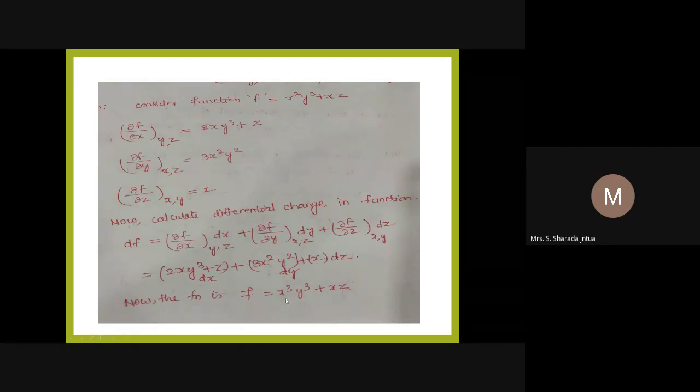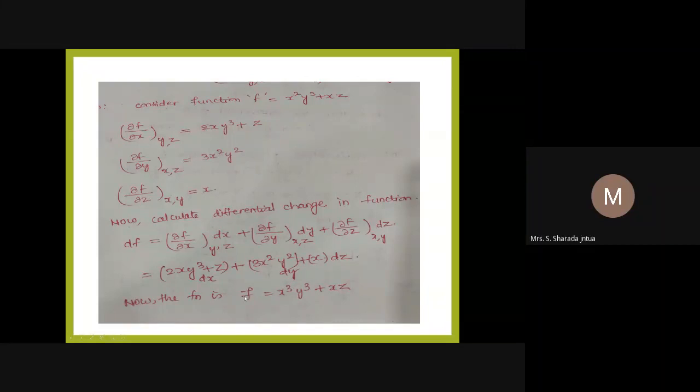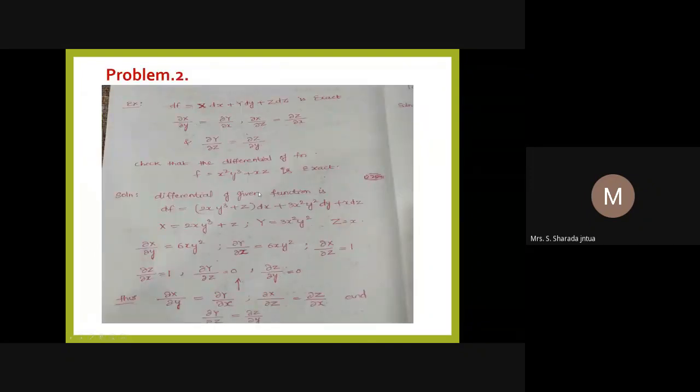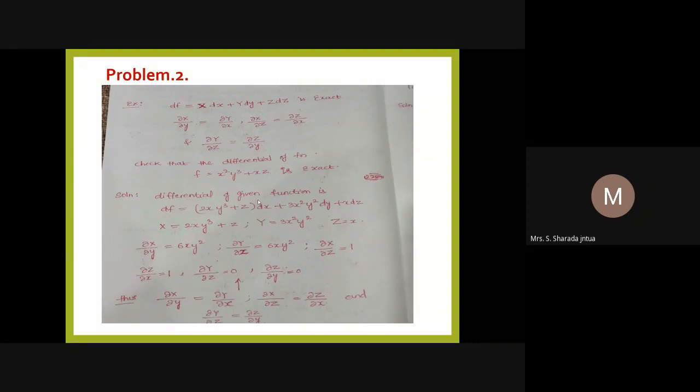And we know that f is a function of x square y cube plus xz. Okay. So what I will do is, df equal to, I'll just differentiate this f. So what will happen, d(x square y cube) plus d(xz). So when I differentiate this expression, I will get 3x square y square dy plus 2xy cube dx plus x dz plus z dx. So finally this expression I will get. Okay. Next. So let us take one more problem 2.